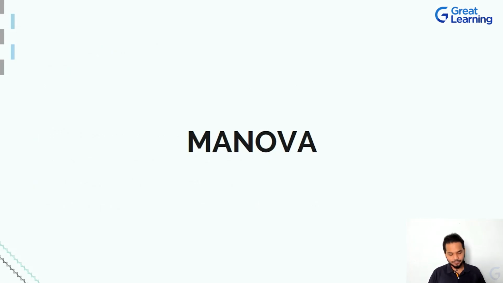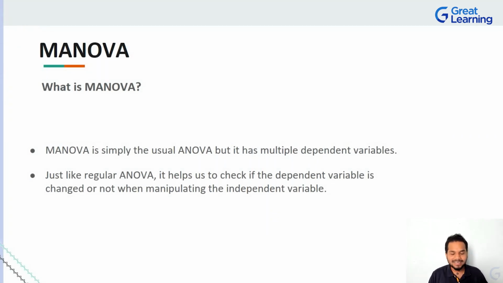Well, with that, we are done with one-way ANOVA and two-way ANOVA. We have one more concept called MANOVA. What is MANOVA? MANOVA is basically analysis of variance, but the M here stands for multiple. So in MANOVA, you have multiple dependent variables on which you have to perform analysis. But one advantage is that just like regular ANOVA, this will also help you check if your dependent variable has changed when you worked on it, or if it remained constant when you're manipulating the independent variable.